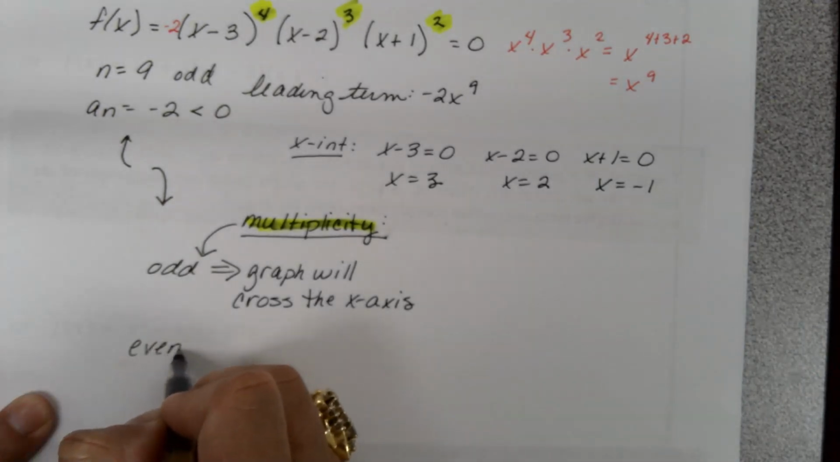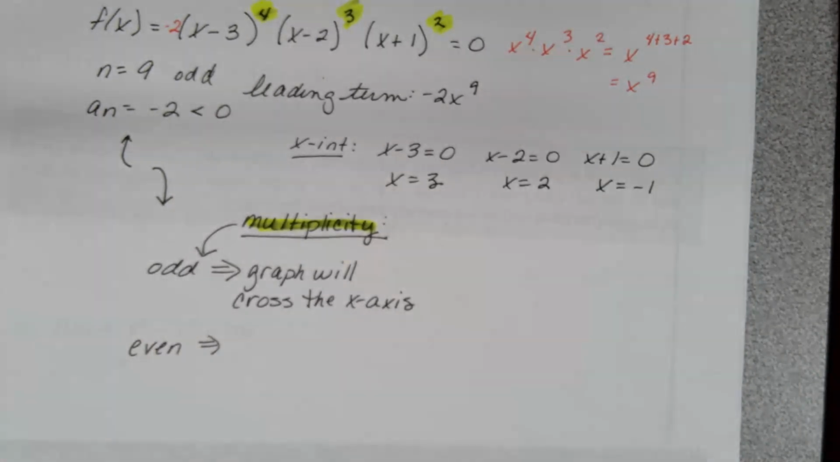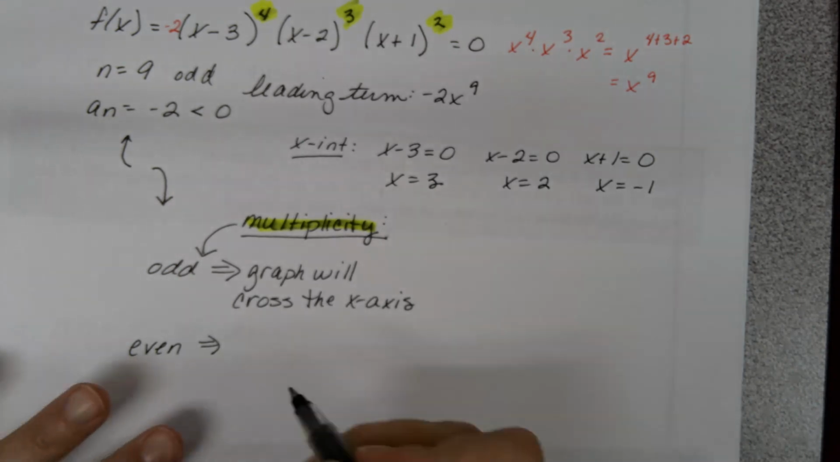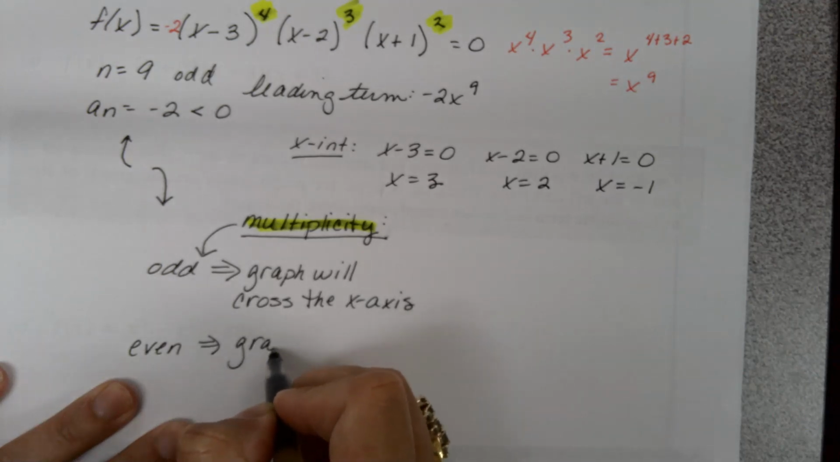If your multiplicity is even, I've heard different ways of describing this. Touch and turn around, or a bounce, whatever way you like to say it, but the graph stays on the same side. So if it was negative on the left side of the x-intercept, it stays negative. If it was above the x-axis, meaning positive on the left side, it will stay positive. And so the graph stays on the same side.